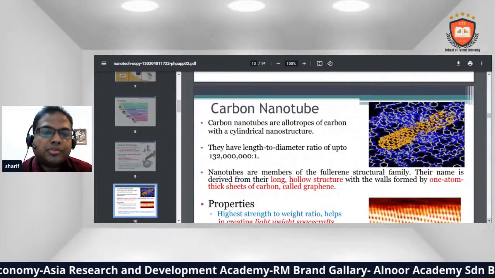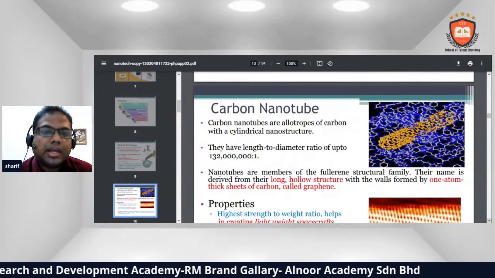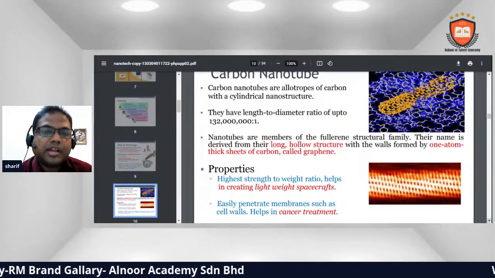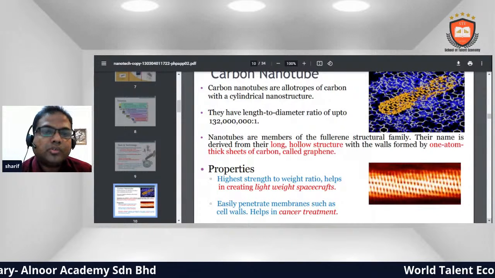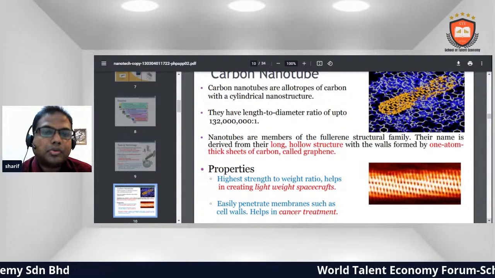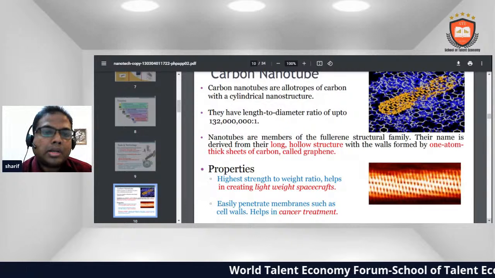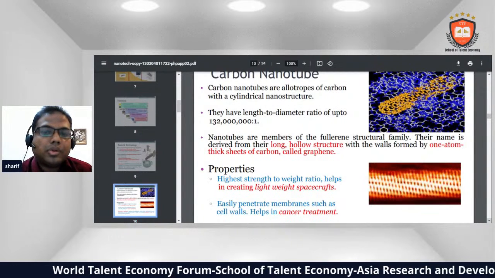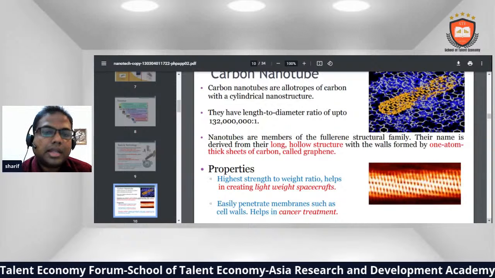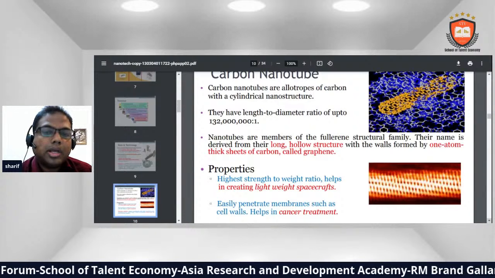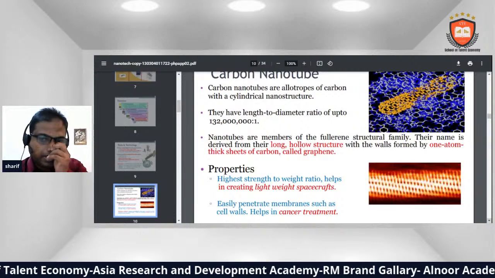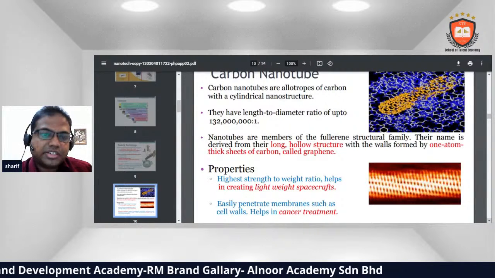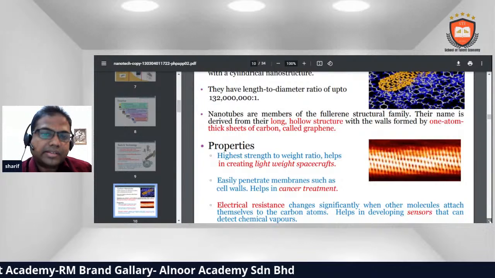Carbon nanotubes. Carbon nanotubes are allotropes of carbon with cylindrical nanostructures. They have length to diameter ratios of up to 132,000,000. Nanotubes are members of the fullerene structure family. Their name is derived from their long hollow structure with walls formed by one-atom-thick sheets of carbon called graphene.